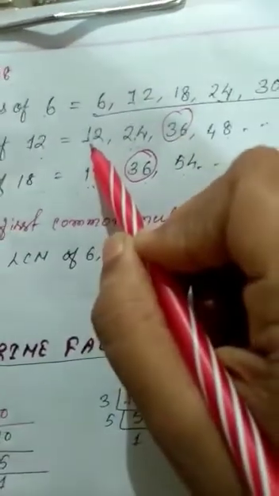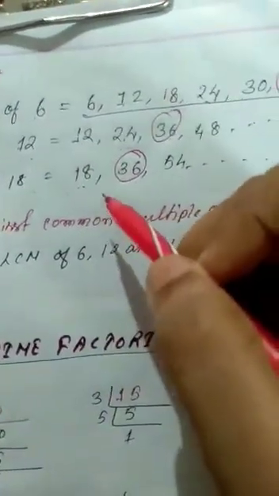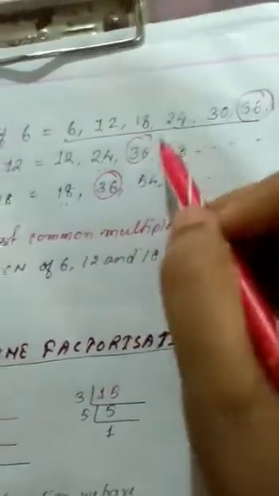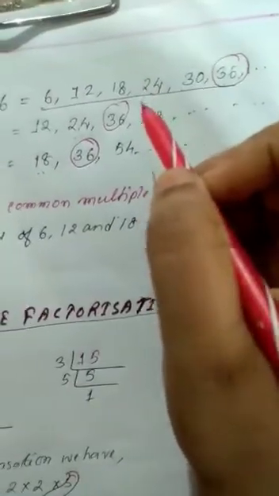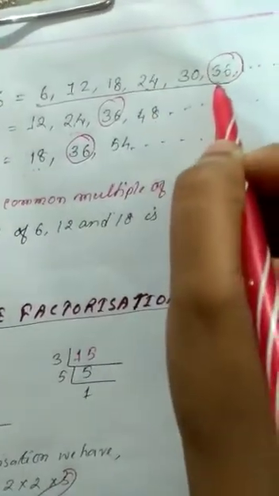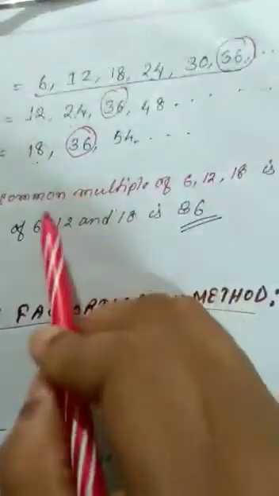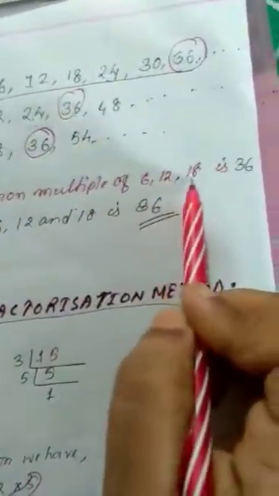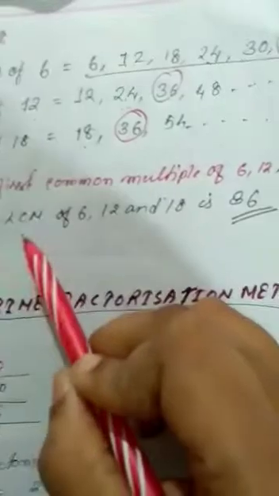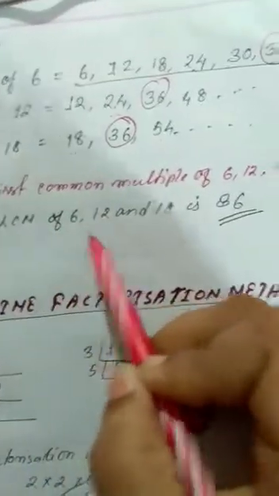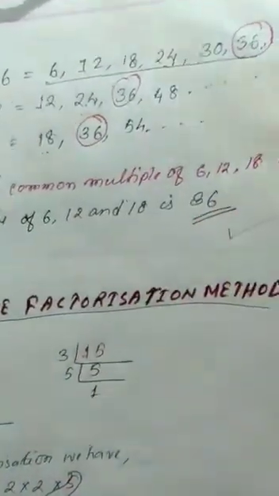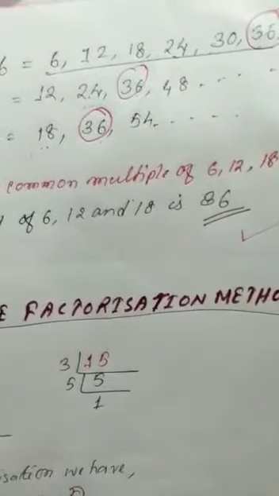the multiple of 12, so we cannot write it as the least common multiple, as it should be among all three numbers. So 36 is coming in all three numbers, so it is the first common multiple of 6, 12, 18, which is 36. That means the LCM of 6, 12, 18 is 36. Okay, I hope this is clear to you now how to do it.